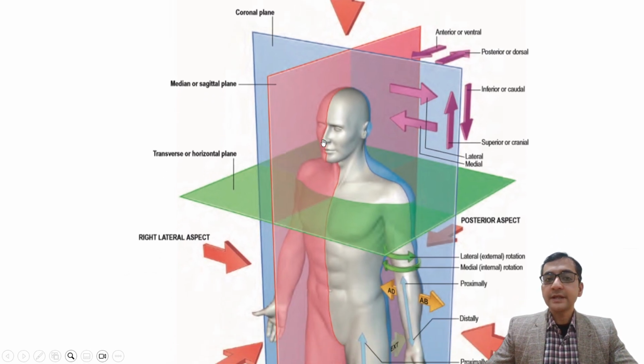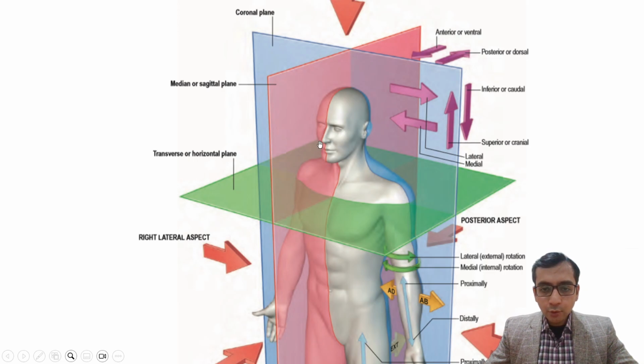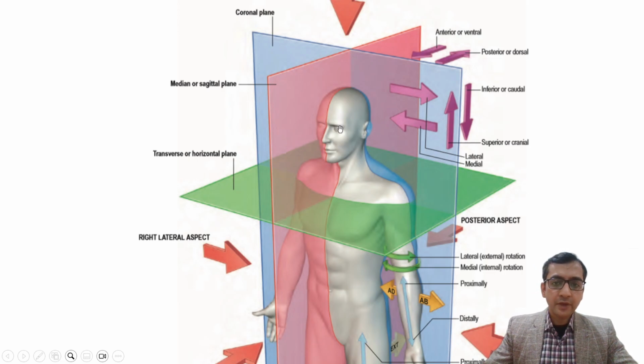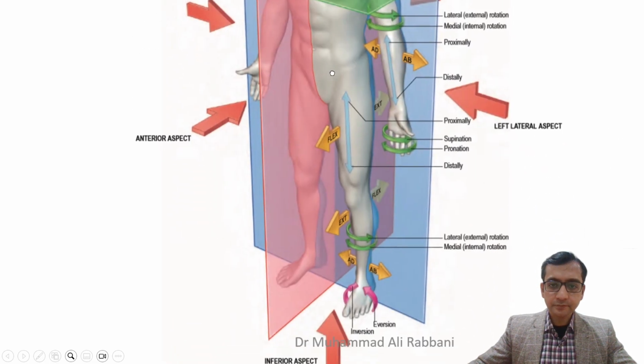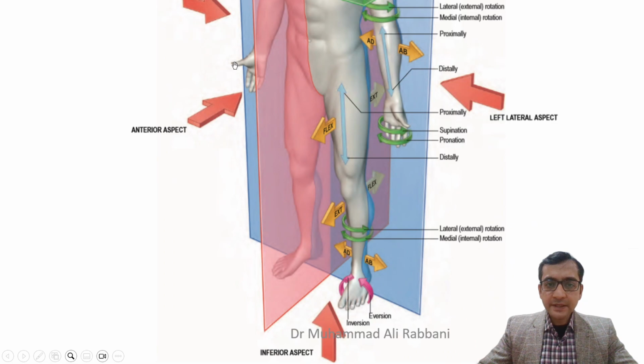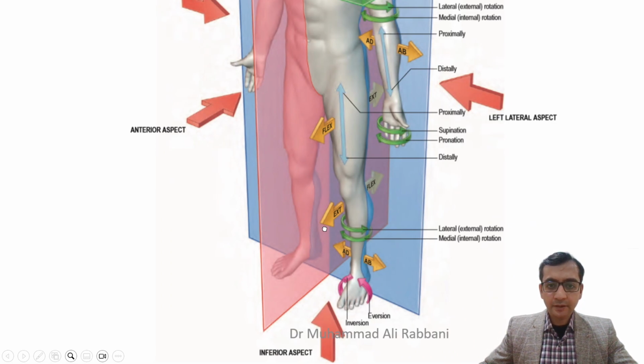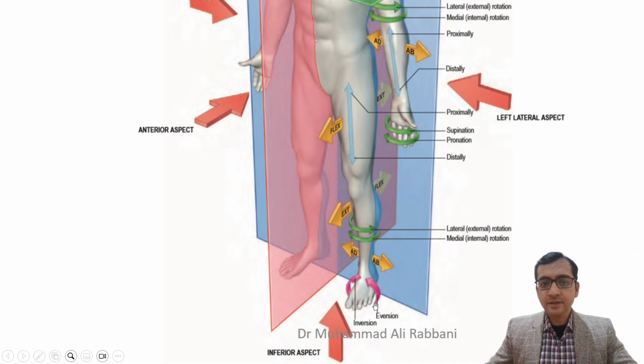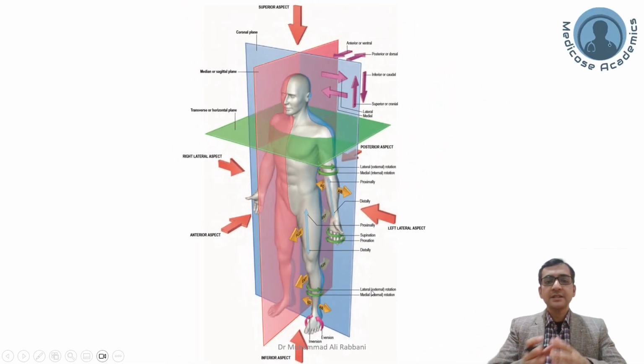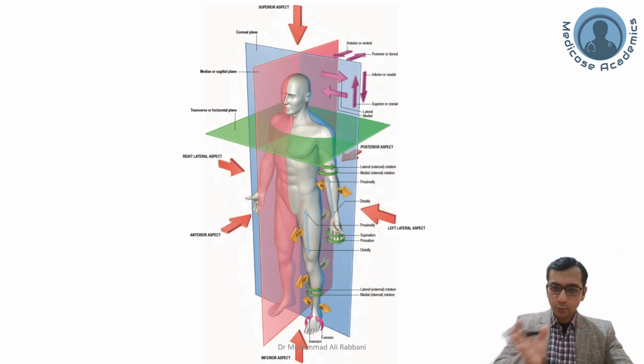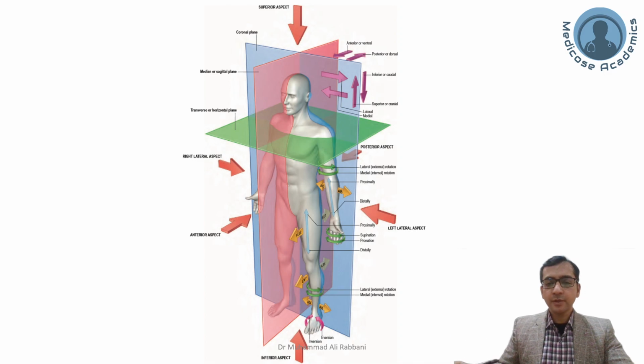Let us again go through the example of structures of the head and neck. Nose is placed medial as compared to the eyes. Eyes are placed lateral as compared to the nose. Eyes are placed medial as compared to the ears. Ears are placed lateral as compared to the eyes. Thumb is placed lateral as compared to the little finger. Big toe is placed medial as compared to the little finger. So these are the positions across the coronal plane. Towards the midline is medial, away from the midline is lateral.